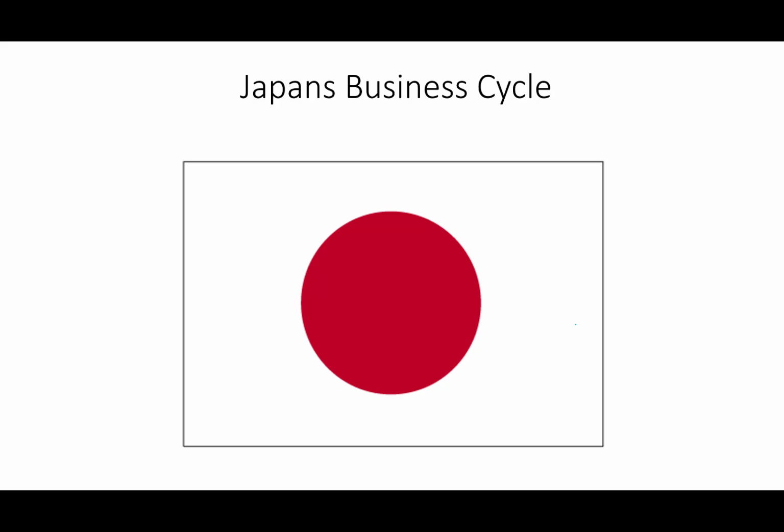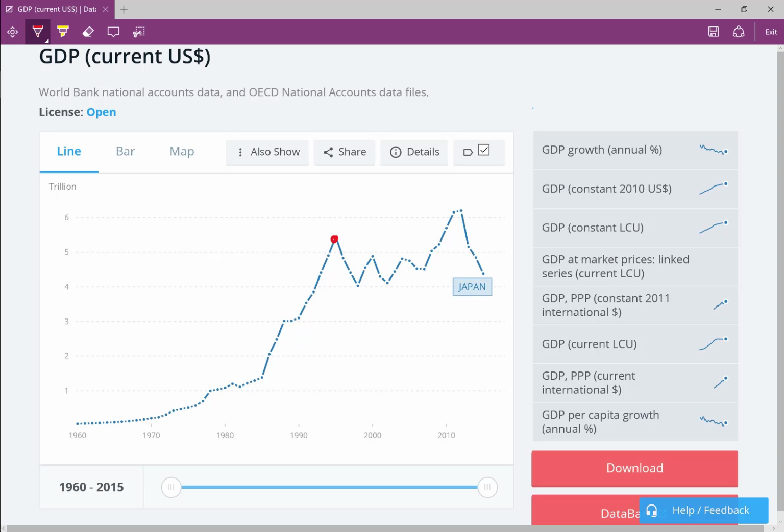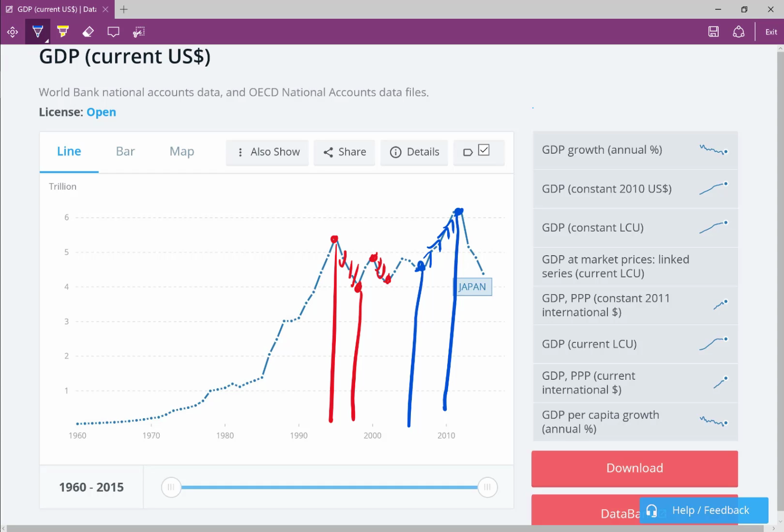Let's take a look at Japan's business cycles. We'll analyze its GDP. So we can see from this point to this point, high to low, Japan is going through a recession. And we see it again, high to low. Japan is going through a recession. Can you spot out an expansion? What we have here, Japan's economy is expanding, and here to here is another expansionary period.